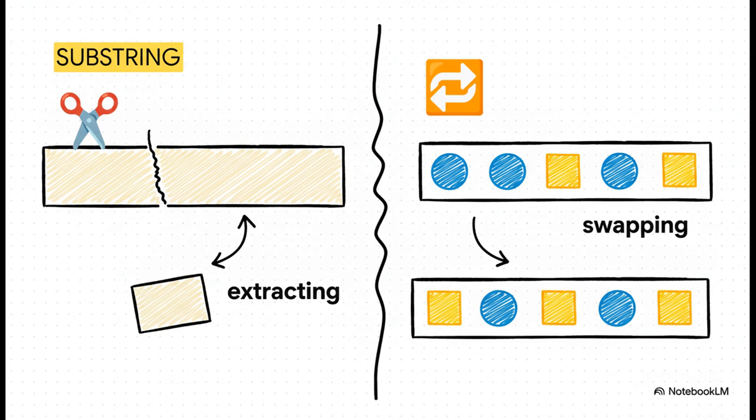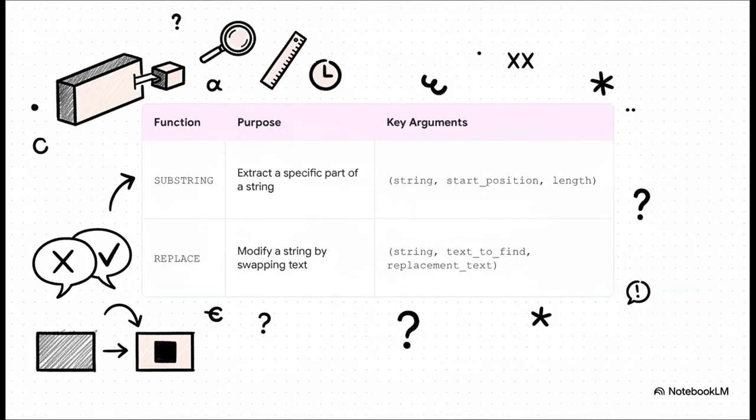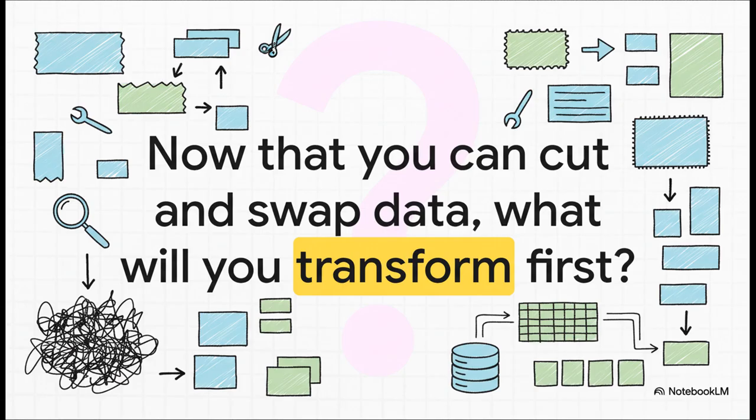You wouldn't use a hammer to cut a board, right? Same idea here. And hey, here's a handy little summary for you to keep in your back pocket. For substring, you need the string, a start position, and the length. For replace, you need the string, the text you're looking for, and whatever you're replacing it with. Keep this slide in mind, and trust me, you'll be shaping data like a pro in no time. So now you're officially equipped. You have the power to precisely cut and swap text in your database. I want you to think about all that messy data you've had to deal with in the past. Well, now you have the tools to finally clean it up, reshape it, and really unlock its true value. So, the only question left to ask is, what are you going to transform first?